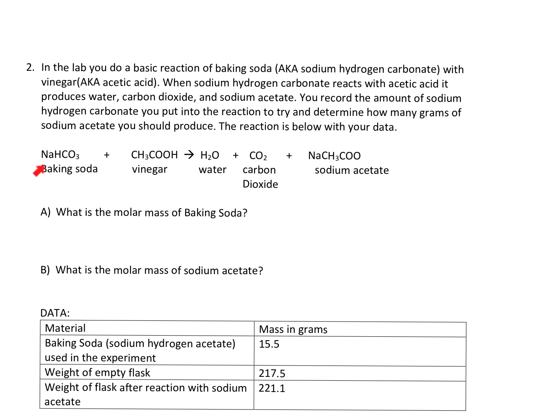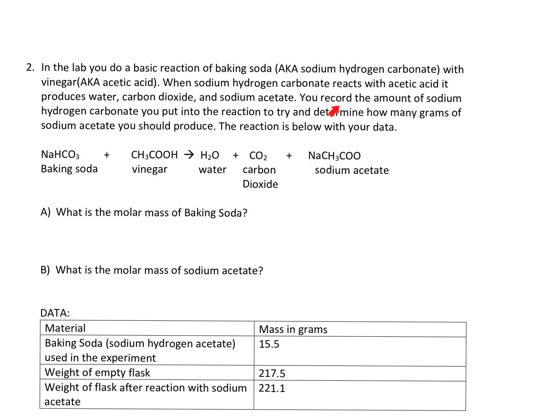We can check and make sure that we are balanced, because anytime we do anything here, we have to have a balanced chemical reaction. So we are balanced here, which is good. And in order to solve any of these problems, we are going to need the molar masses of our materials. We need to know the molar mass of baking soda. We're also going to need the molar mass of our product, sodium acetate, because these are the things that we're going to be working with.